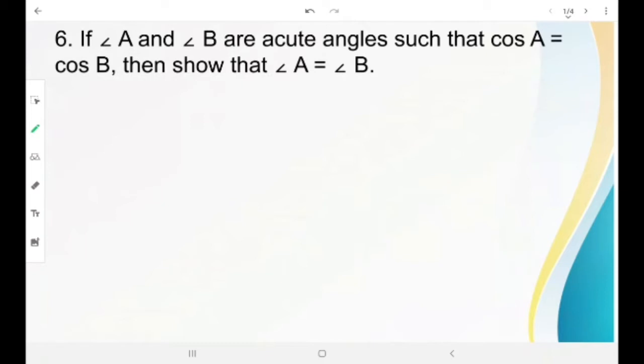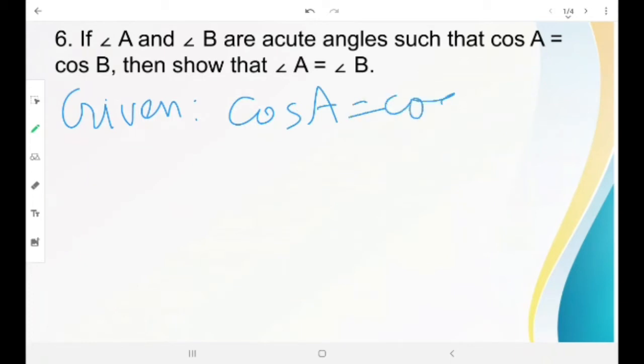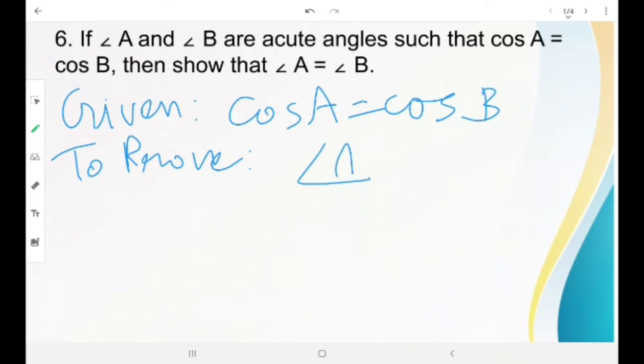Now we see question number 6, page number 181 of exercise 8.1. If angle A and angle B are acute angles such that cos A is equal to cos B, then show that angle A is equal to angle B. Here given is cos A is equal to cos B. To prove is angle A is equal to angle B.